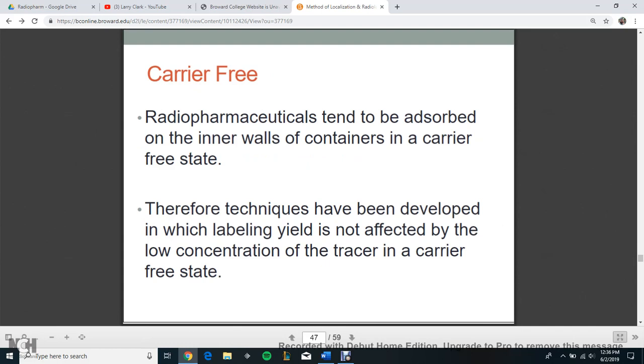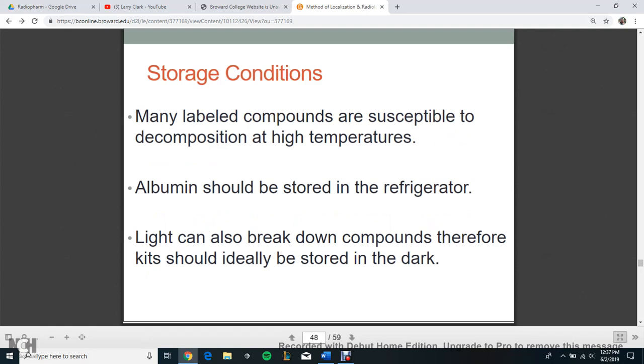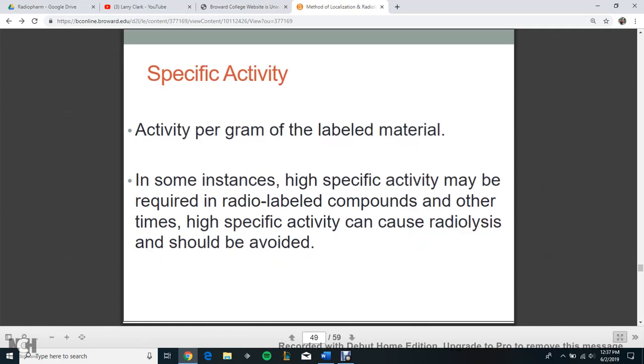Carrier-free. Radiopharmaceuticals tend to be adsorbed on the inner walls of containers in a carrier-free state. Therefore, techniques have been developed in which labeling yield is not affected by the low concentration of the tracer in a carrier-free state. Storage conditions: many labeled compounds are susceptible to decomposition at high temperatures. Albumin should be stored in the refrigerator. Light can also break down components, therefore kits should ideally be stored in the dark.